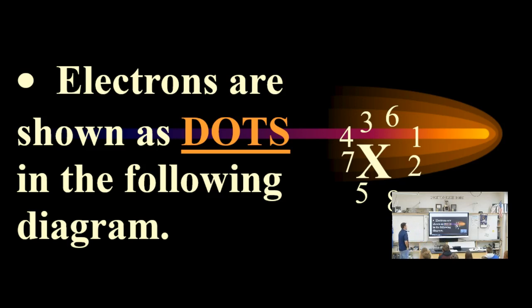Electrons are shown as dots in the following diagram. So you're going to put those 1, 2, 3, 4, 5, 6, 7, 8 dots around your X that's there towards the bottom of page 4.